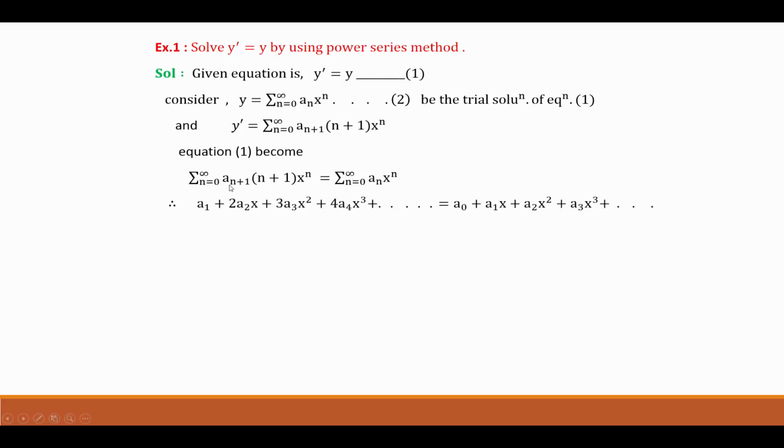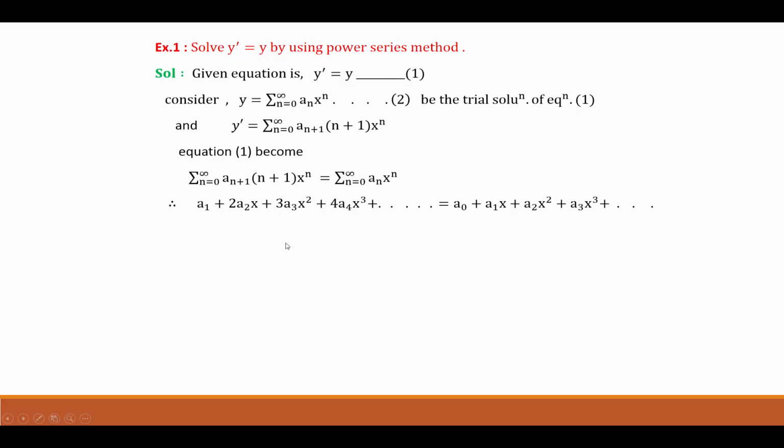Therefore we get, first put n equal to 0, so a1, n is 0, so 1 x raised to 0 is 1, means only a1. Plus n is 1, so 1 plus 1 is 2, so 2a2 x raised to 1 is x. This means a1 plus 2a2x plus 3a3x square plus 4a4x raised to 4 plus dot dot dot. This is the left hand side series, equal to, on the right hand side first put n is 0, then n is 1, n is 2 in this way, so we get a0 plus a1x plus a2x square plus a3x cube plus dot dot dot.